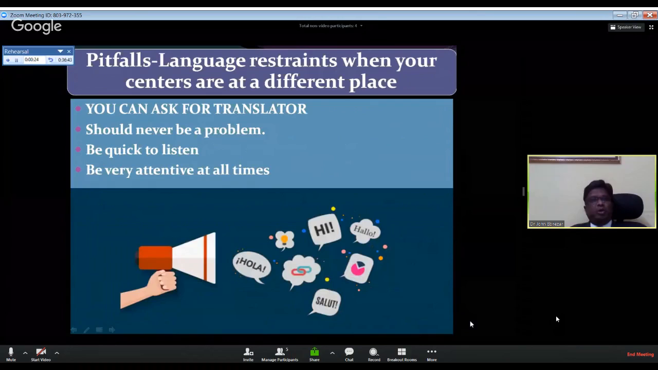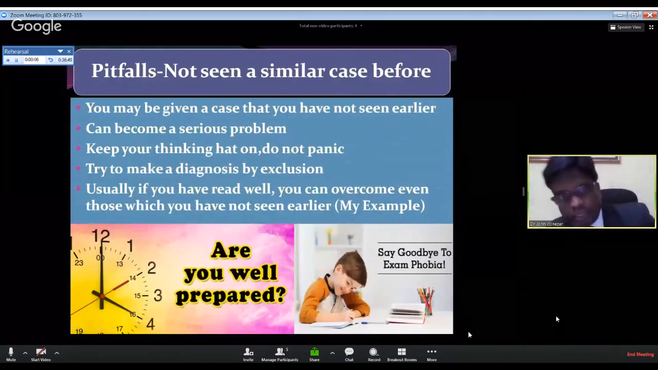And then when you have not seen a similar case before, as happened to me in my UG exams, it can become a serious problem for you. But you keep your thinking hat on, do not panic, and try to make a diagnosis by exclusion. Usually if you have read well, you can overcome even those cases you have not seen earlier. That was my example.